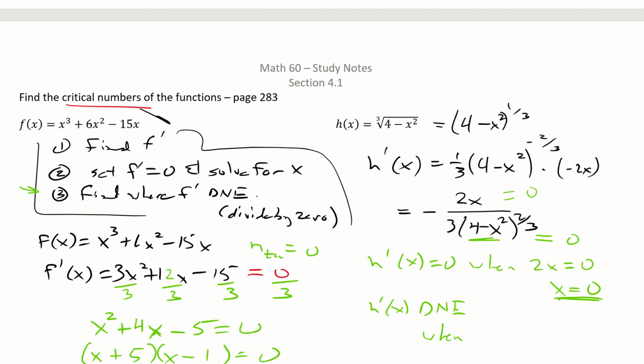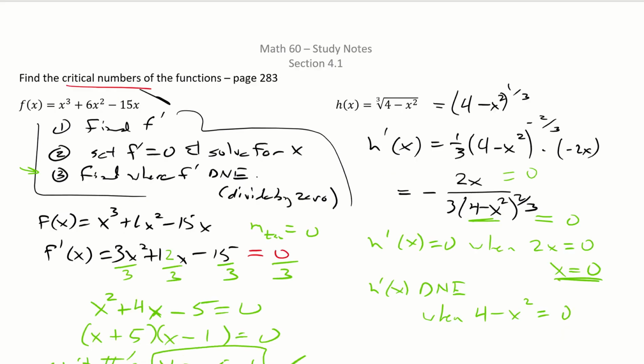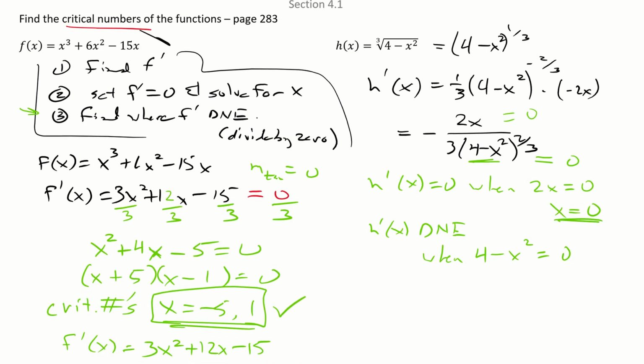3 times 0, it's still 0. So I'll really reason that out and say, the denominator is 0 when this particular expression is 0. I know how to solve that. You could throw it over there and square root both sides. Don't forget, plus or minus square root of 4 is 2. So these are a couple more critical numbers.